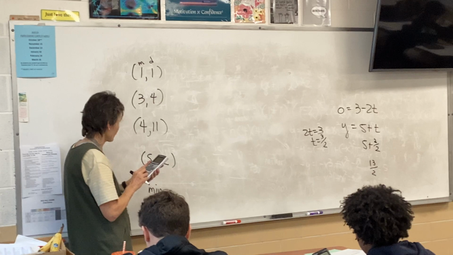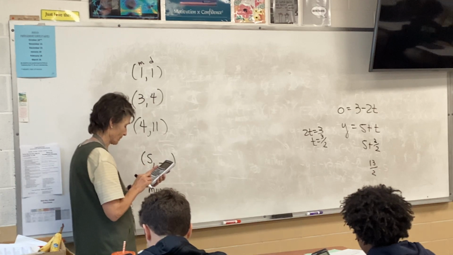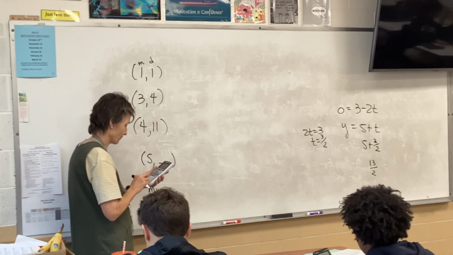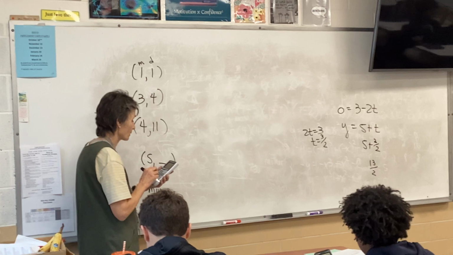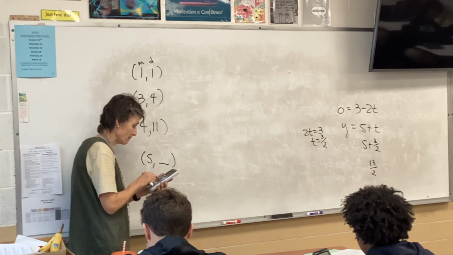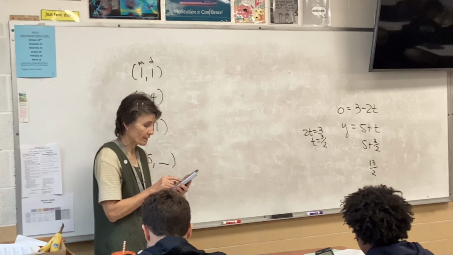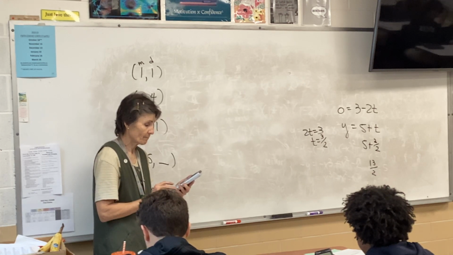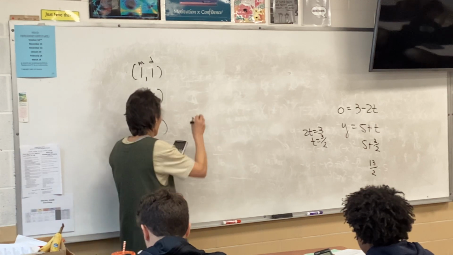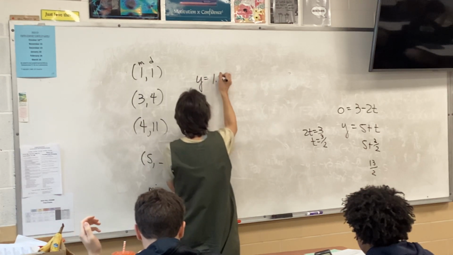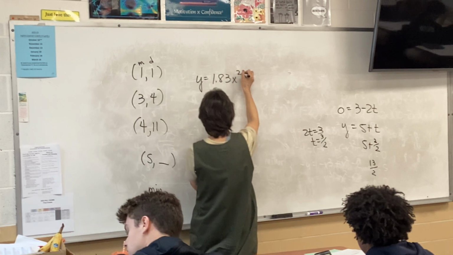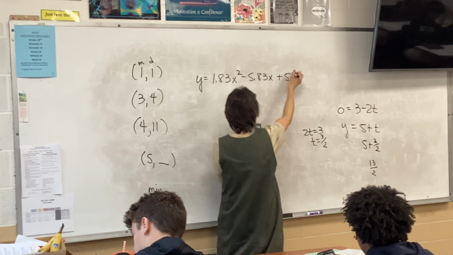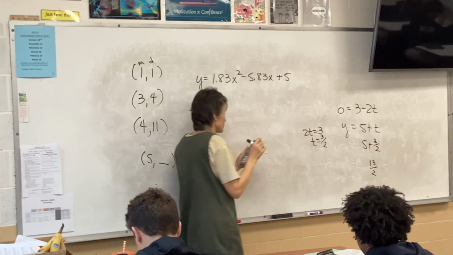Okay, so 1, 3, 4. You're gonna solve for that because you go like this. You get your equations right. Once I get in, then I go back to stat and over to calc, and then pick the right regression. I got 1.83 x squared minus 5.83 x plus 5. Did you get that?